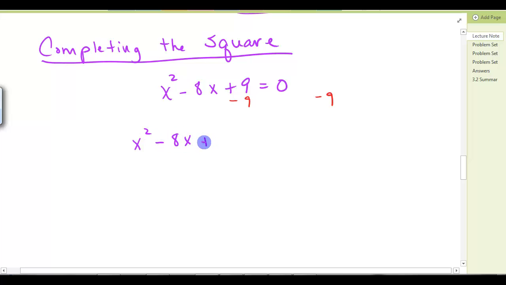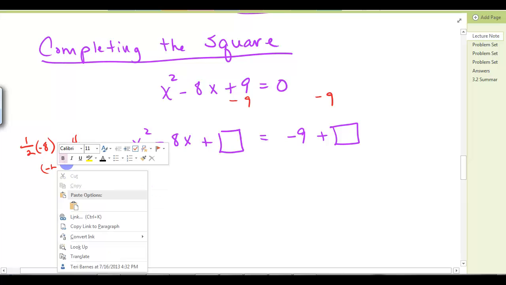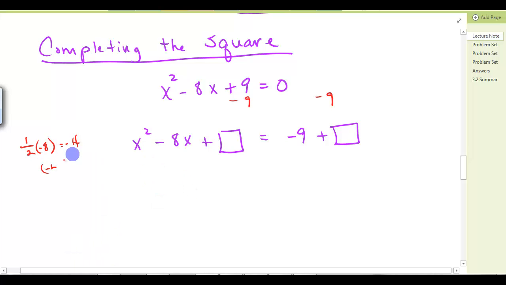And remember that this is the box method because we have to figure out what we're going to do to both sides. All right, how do we figure out what goes in the box? Half of this number and then square it. So 1/2 of -8 equals -4, and -4 squared is positive 16.